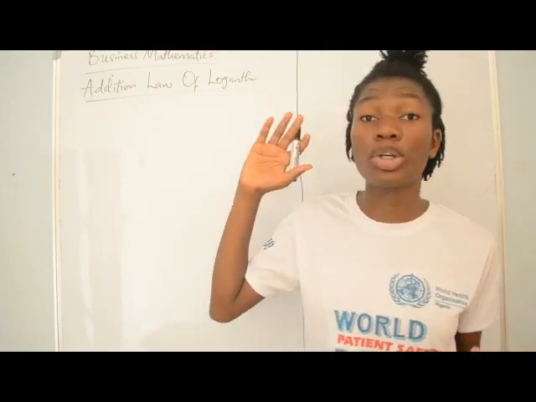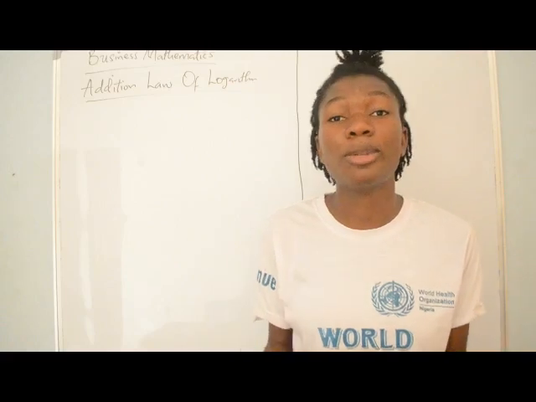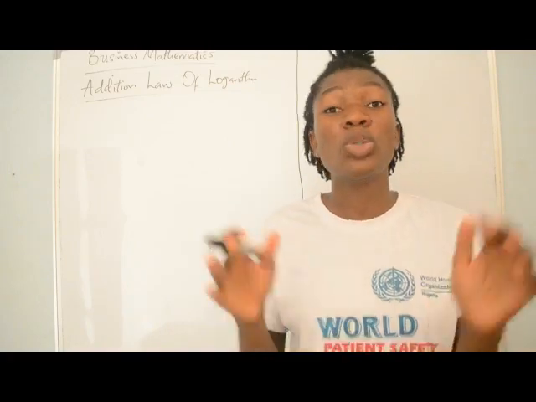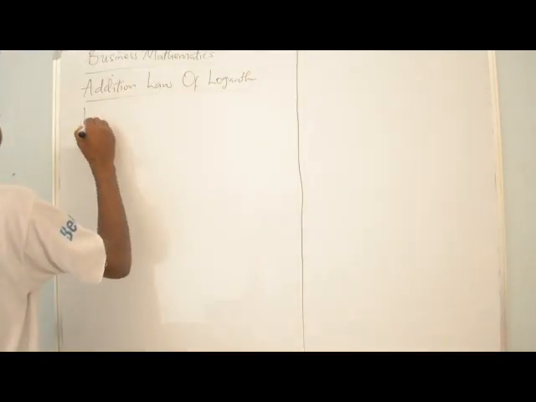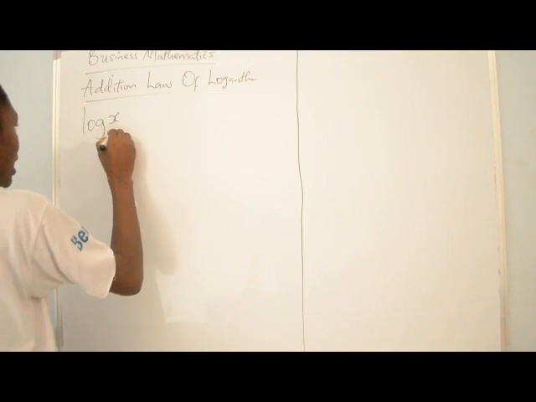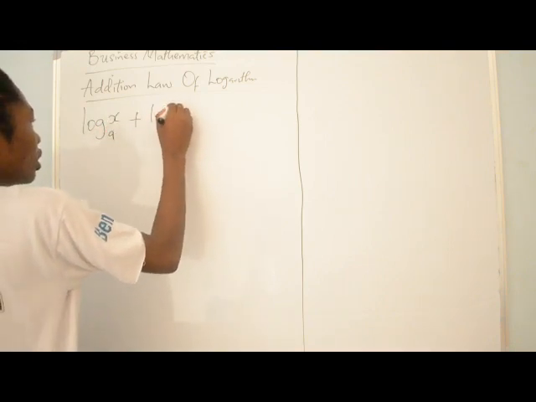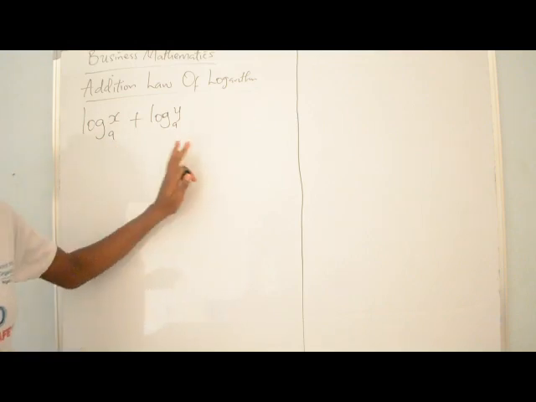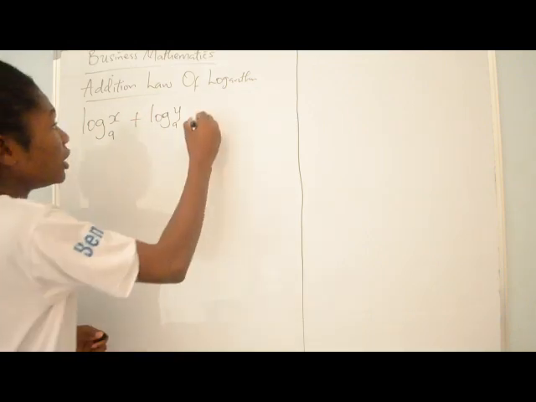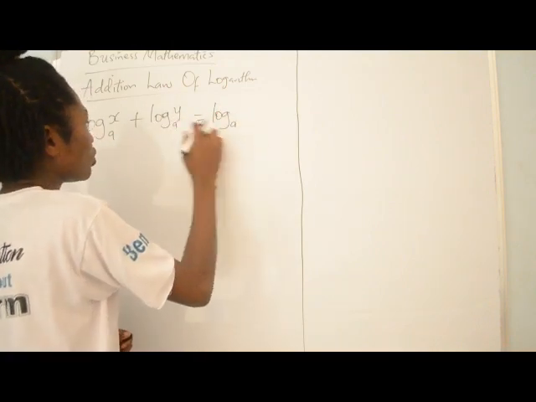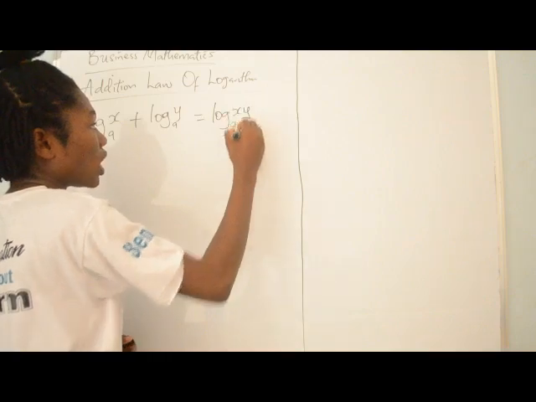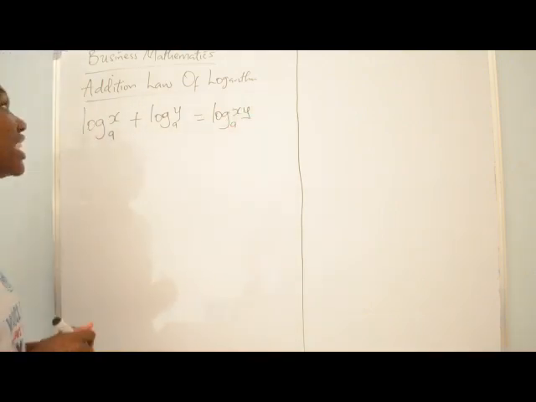Now in the addition law of logarithm, when we are adding logarithms together with the same base, we simply multiply the logarithms. What I mean is this: let's assume we are adding log x base a and log y base a. Now the bases are the same and we are adding them. We'll simply be multiplying, so we'll be having log base a of x times y. This is what the addition law of logarithm simply means: that when we are adding logarithms of the same base, we simply multiply the numbers.